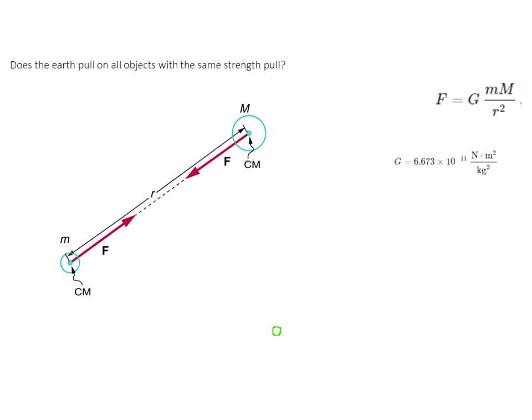And we've got the distance between them. And I'm going to call this M1, little m1, and this little m2. And little m1 is greater than little m2.